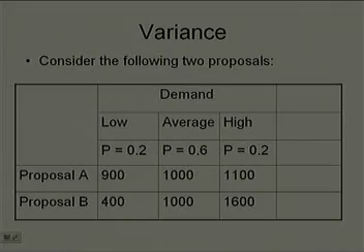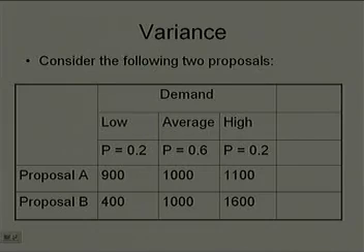In proposal B, you find that sale corresponding to low demand is 400, corresponding to average demand it is 1000, and corresponding to high demand it is 1600. Now the probability for low demand situation, for average demand situation and high demand situation is also given to you. For example, for low demand situation, probability is 0.2. For average demand situation, the probability is 0.6, and for the high demand situation, probability is 0.2.